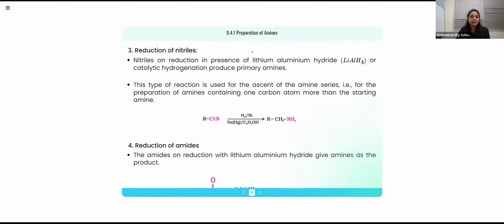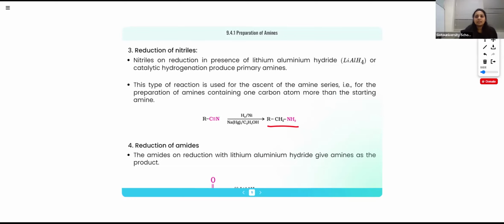Next one, reduction of nitriles. I told you nitriles. What is nitrile? Nitrile means the CN group containing compounds. The CN group is called the nitrile group, and the hydrocarbons containing the CN group are called alkyl nitriles. I told you. Then this one is the same reaction. Reduction, they will produce the corresponding amines.